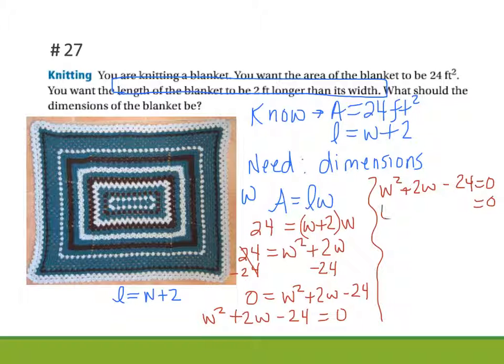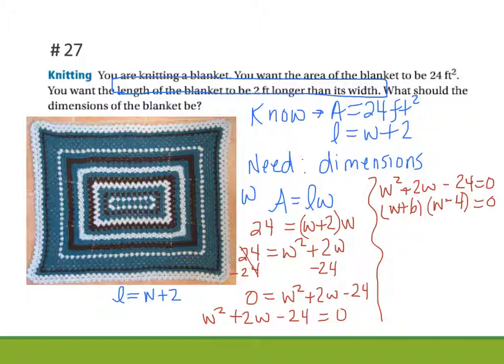Can I factor W squared plus 2W minus 24? Well, let's see. W times W. I need two numbers that multiply to give me negative 24, but add to give me 2. 6 and 4 should work. And the 6 would need to be positive, and the 4 would need to be negative.